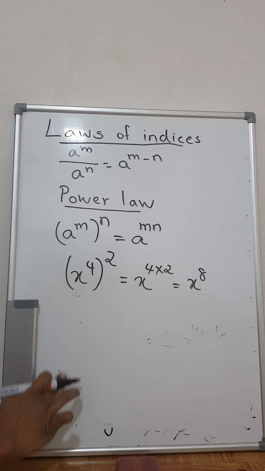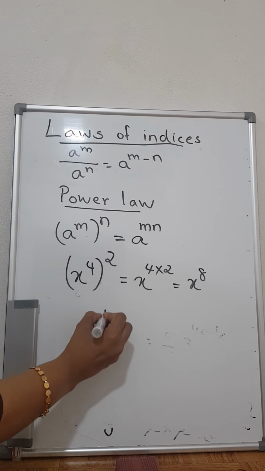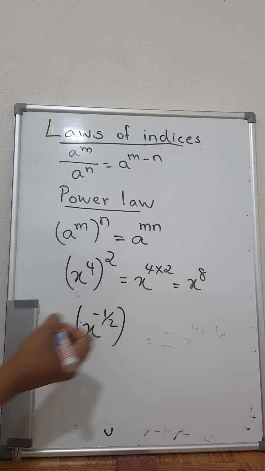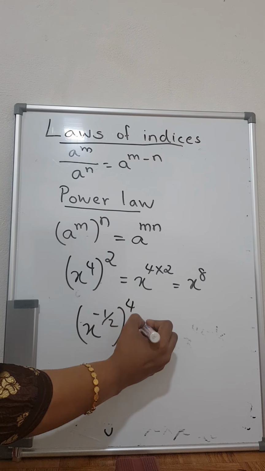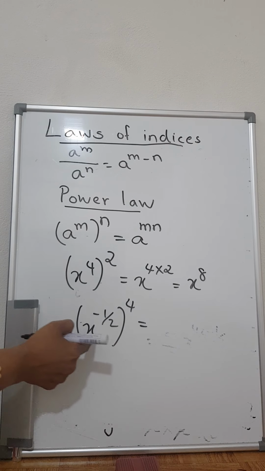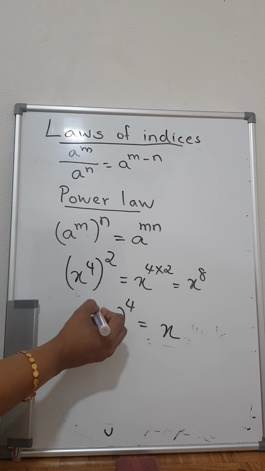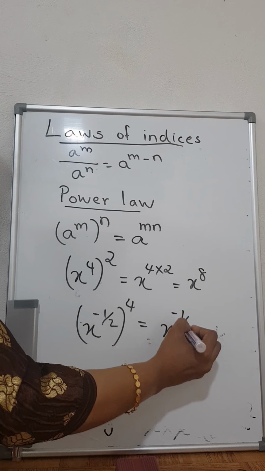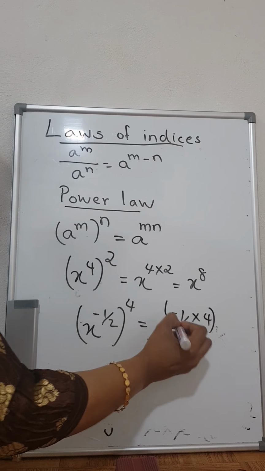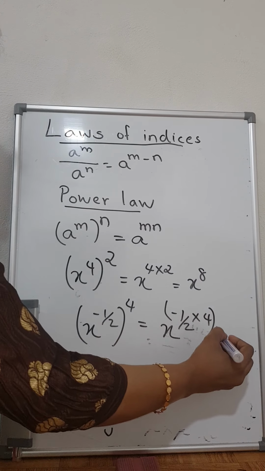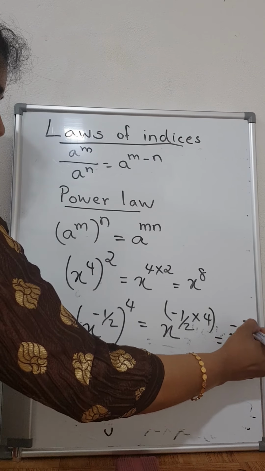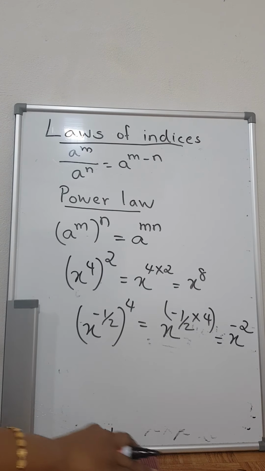Now we'll see more examples. x to the power -1/2 all to the power 4. So what are we going to get? Retain the base, multiply the powers. -1/2 times 4. So -1/2 times 4 is -2. So x to the power -2.